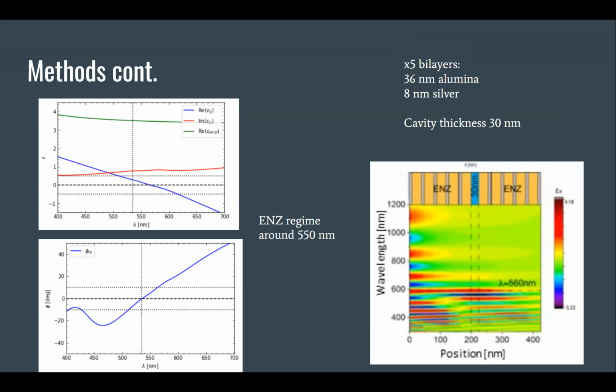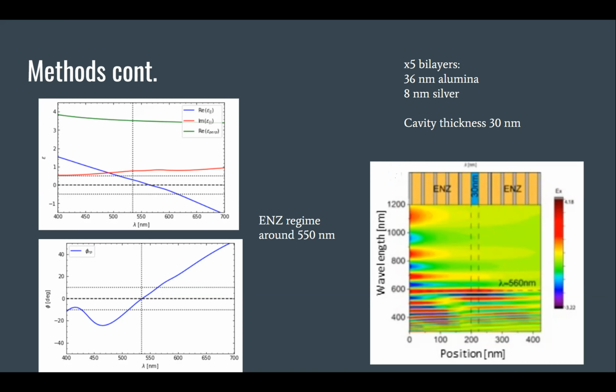As you'll see on the top graph, these are the components of the permittivity in the parallel and perpendicular directions. The blue line, the parallel component of the permittivity, crosses zero right around 560 nanometers. Ignore the black dotted vertical line, that was an accident. Once it crosses that, you'll notice that the green line, the perpendicular component, is still positive. So we have our hyperbolic dispersion past about 560 nanometers.